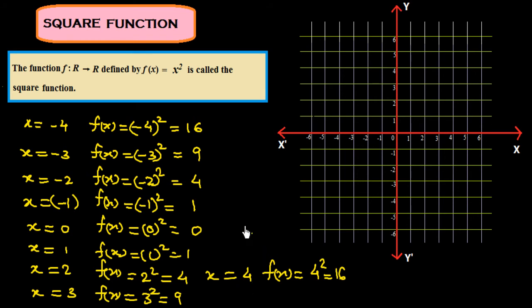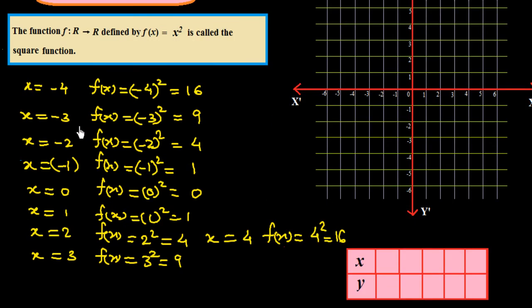So now we plot all these points on the graph. We see what we get here. This is our x-axis, this is our y-axis, and this is the origin of the graph. Now I put some of these points in this coordinates table. So let's start to put some points here.